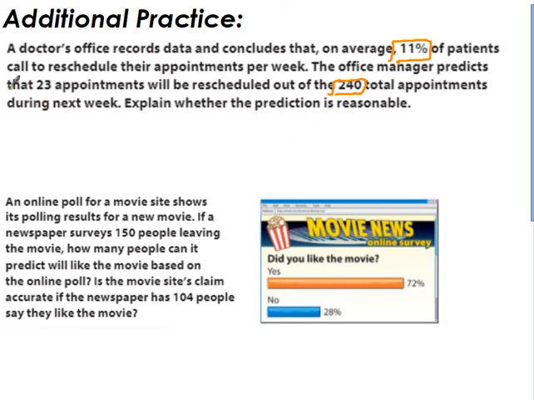So the prediction has already been made. They predicted 23 out of the 240 would be rescheduled. Well, we know that on average 11% reschedule. So let's figure out what 11% of 240 is, because that should be the prediction. If I didn't have this prediction, I would do this on my own. I would figure out what's 11% of 240? So that's 0.11 times 240.